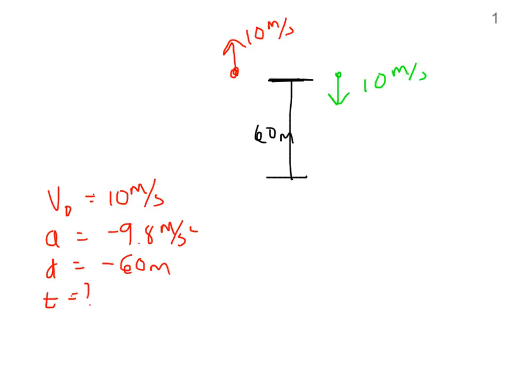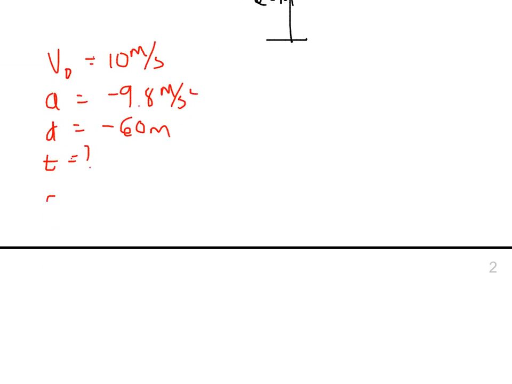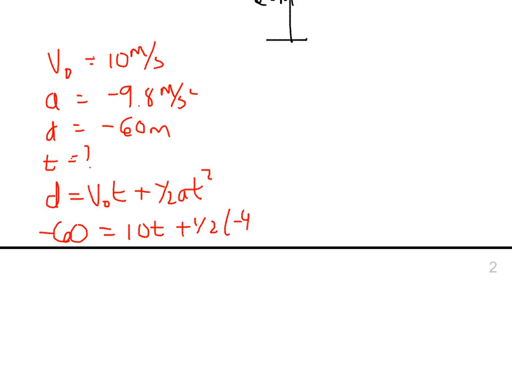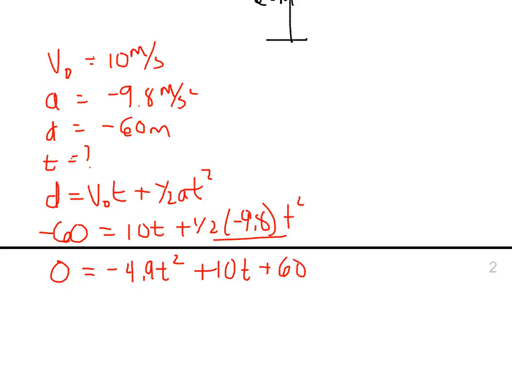I'm going to set up my equation. Here we go. D equals V naught T plus 1/2 A T squared. So I have negative 60 equals 10T plus 1/2 negative 9.8 T squared. Again, I want to solve this for 0, so I'm going to add the 60 to the other side. So I have 0 equals negative 4.9 T squared, I got that from here, plus 10T plus 60, because I added the 60 to the other side.